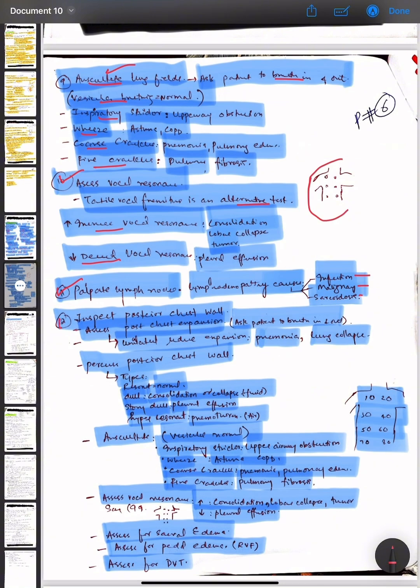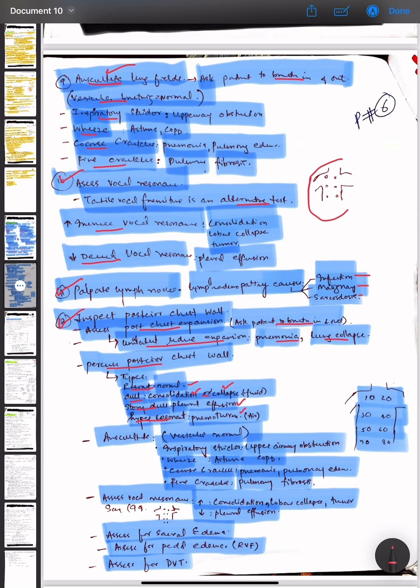Then you have to inspect the posterior chest wall and assess the posterior chest expansion. Ask the patient to breathe in and out. Unilateral reduced expansion suggests pneumonia or lung collapse. Then percuss the posterior chest wall. If it is resonant, then it is normal. If it is dull, then consolidation or collapse is present. If it is stony dull, then pleural effusion is present. If hyperresonant, then pneumothorax is present.